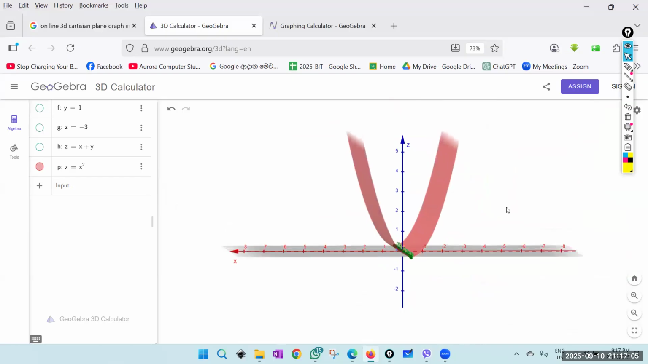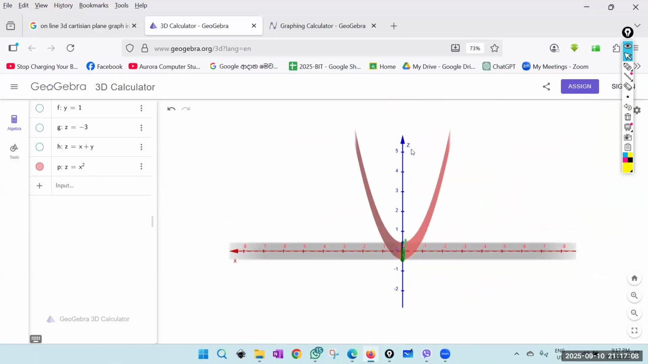Z equal x squared. Okay. So this is x, this is z.